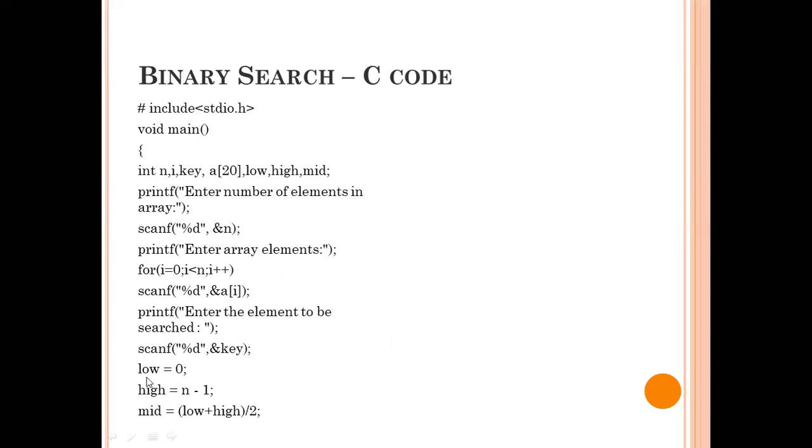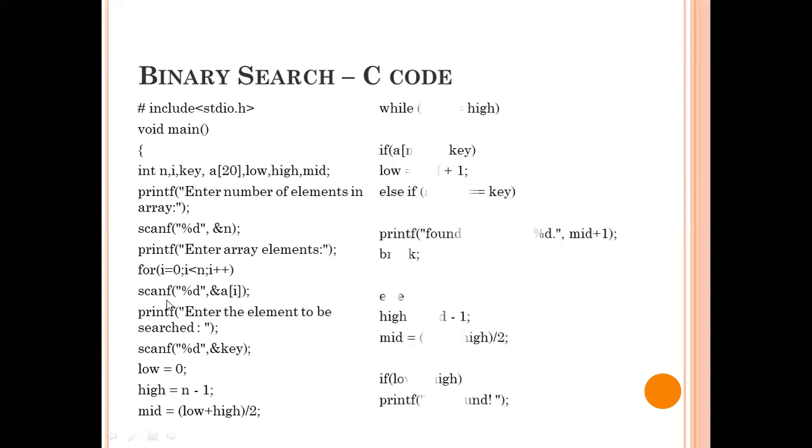See, these are all your input statements. Now we are going to set the low index as 0, since the index value ranges from 0 to n minus 1, and high index as n minus 1, and middle is equal to (low plus high) by 2. So these are all your usual binary search code. Now this is the working mechanism of binary search.